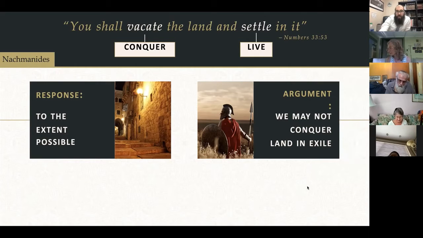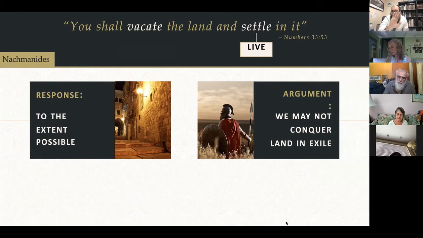So he qualifies, thank you, Joanne. He qualifies his grandfather's words and he says, listen, sure, the verse says, you shall vacate the land and settle in it, which leads us to say conquer and live. We should conquer and live in it. He says, but today, because we're in exile, we should just be doing it to the extent possible, which means take away the conquering. There's no such obligation for multiple reasons. And instead, our obligation just becomes to live in the land of Israel as much as we can.